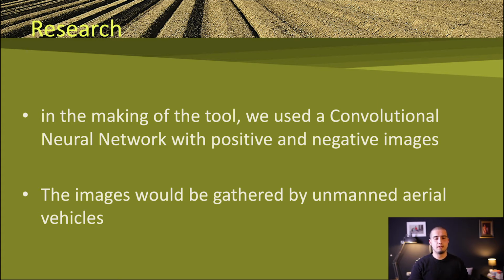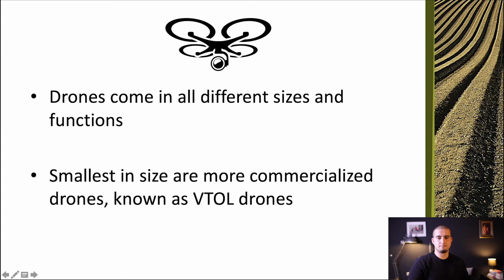So the first part is the images will be gathered by unmanned aerial vehicles, also better known as drones. Let me first talk about the main two parts of the drone. We have the body of the drone with the mounted camera on it, and we have the control system, which is usually in the front part of the drone.